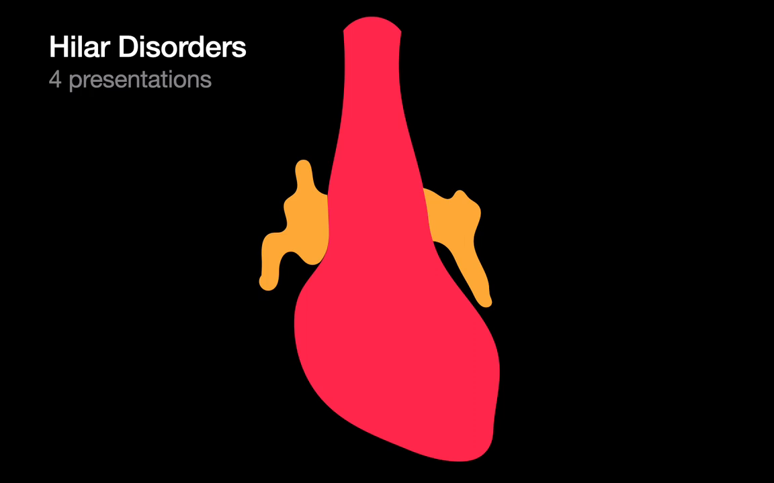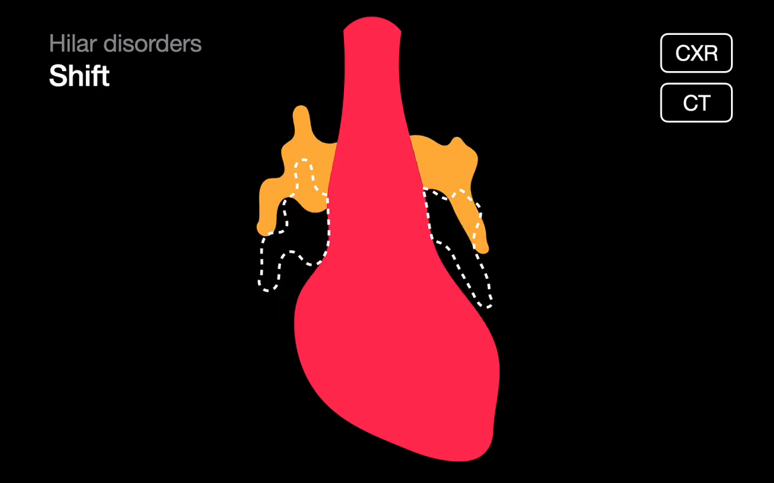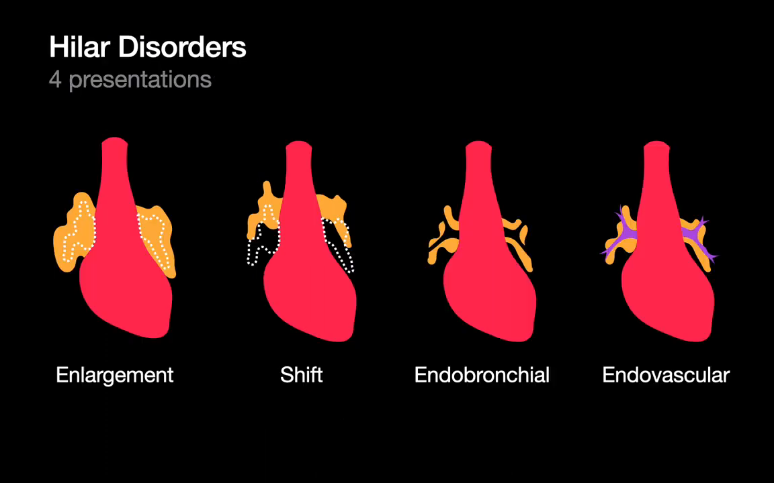There are four types of hilar disorders you may encounter on imaging. Hilar enlargement, which can be detected on chest x-ray or CT. Hilar shift, which can also be seen on chest x-ray or CT. Endobronchial disorders, which are directly visible on CT and occasionally inferable on chest x-ray when, say, an endobronchial occlusion results in obstructive atelectasis. And endovascular disorders, usually involving the pulmonary arteries.